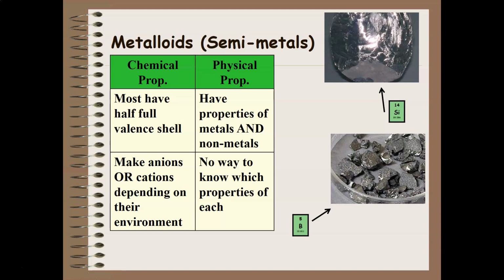Metalloids or semimetals are the ones that are just kind of in between. They have kind of a half-full shell. They can make anions or cations depending on what's going on. Some of their properties are like metals, some of their properties are like nonmetals. I would never expect you to know which is which. I would never ask you which properties of silicon are metallic and which properties of boron are non-metallic. It maybe would be something you could look up. I might ask you to research it or something, but I wouldn't ask you to know specifics about elements, just the general characteristics of the classes.